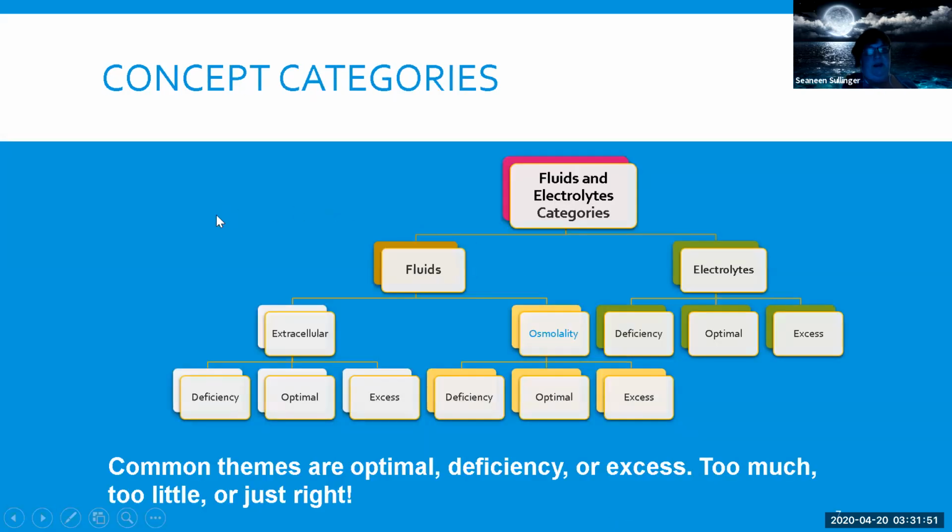Here's another schematic of looking at fluid and electrolyte categories, looking at fluids, looking at extracellular fluid, the osmolality if we're in excess or deficiency, and then also looking at the electrolytes, sodium, potassium, etc. Again, looking at optimal versus excess or deficiency. We hope that everything is optimal.